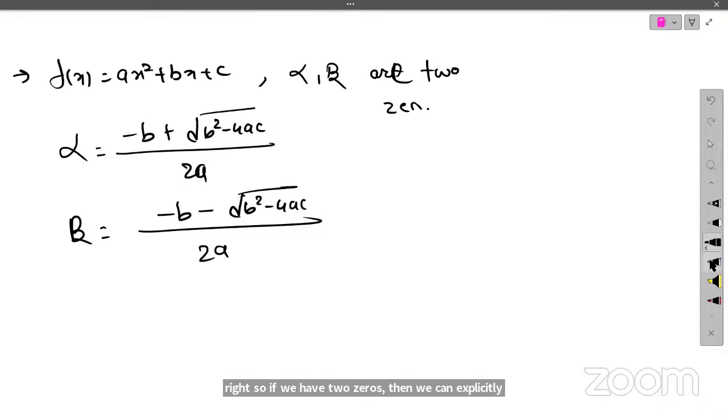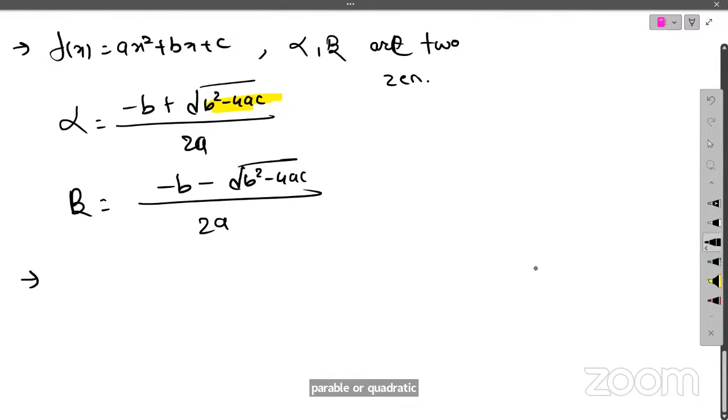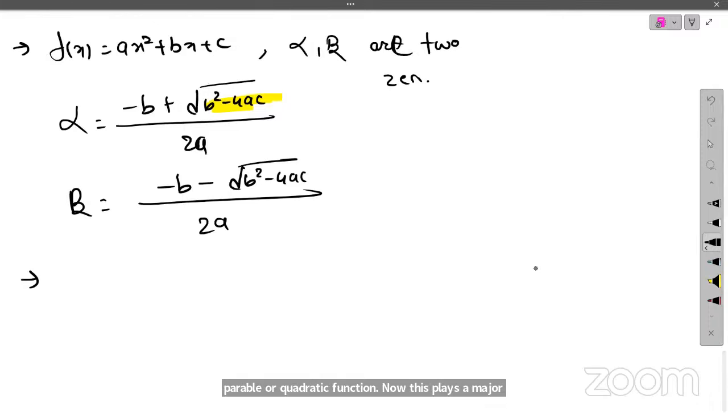Now there is one term involved here, which is b square minus 4ac. This b square minus 4ac is known as the discriminant of a parabola or quadratic function. It plays a major role in determining how our parabola looks, I mean, where our parabola is situated.